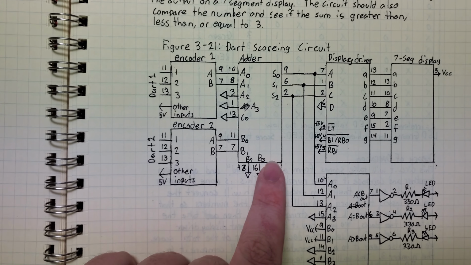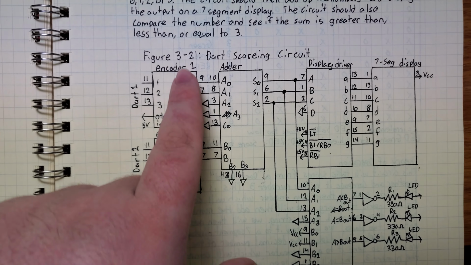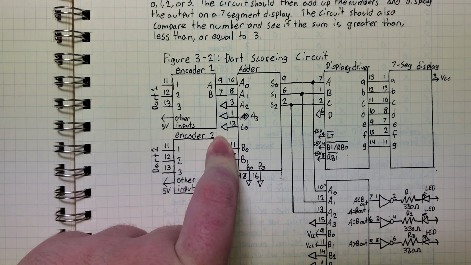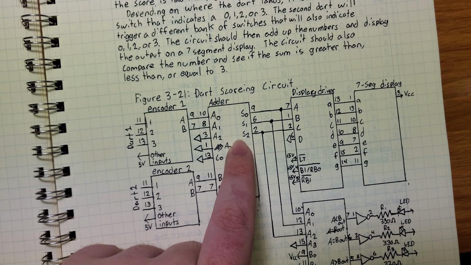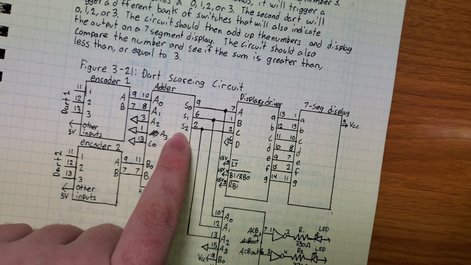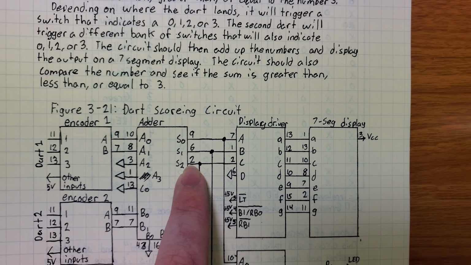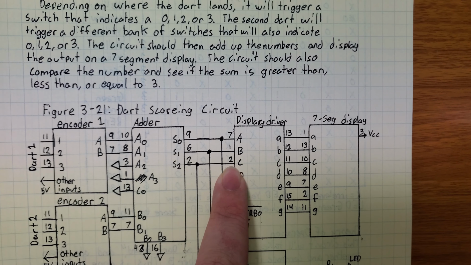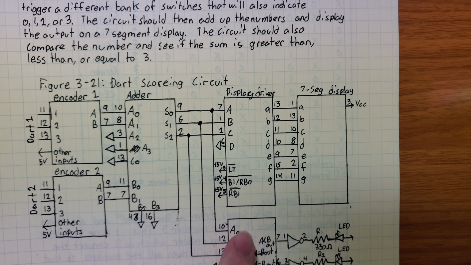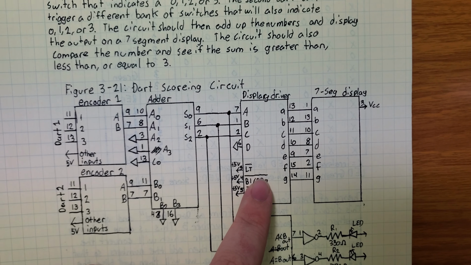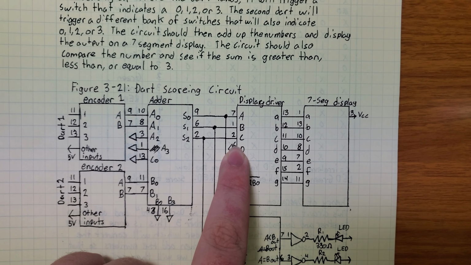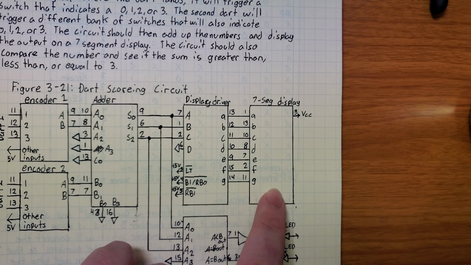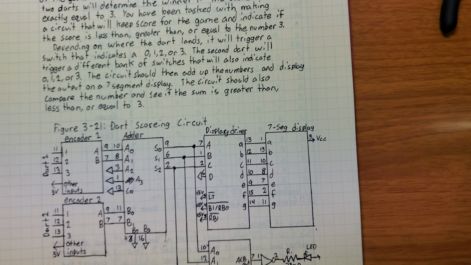I then fed that into an adder, which would then add the inputs together, and then it would output them as a 3-bit binary number. I then took that number to both a display driver and a comparator, which is down here. So with the display driver, I just took the numbers in and then sent it to the 7-segment display.